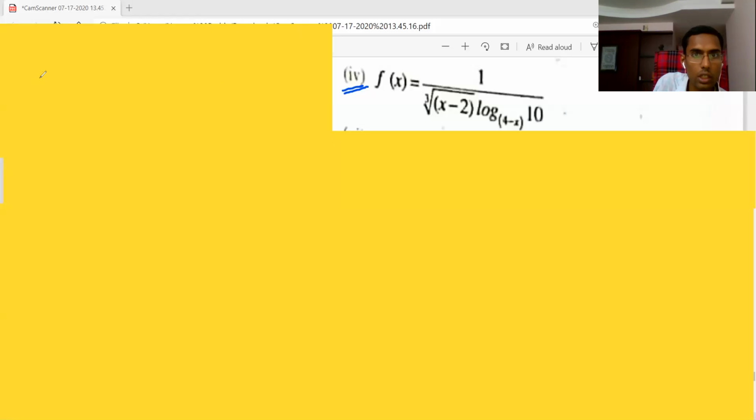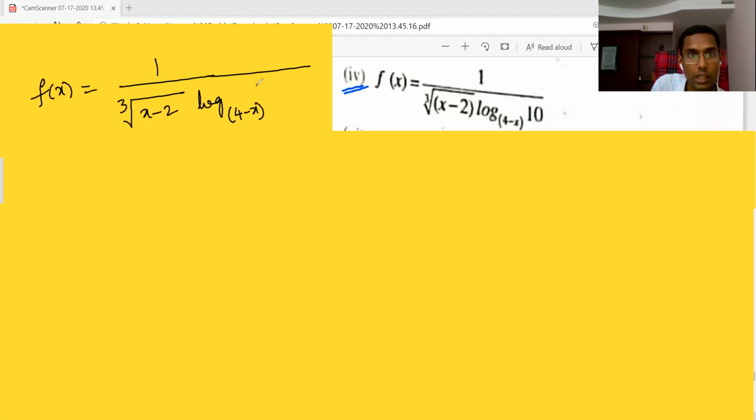Okay, here is a question. You have to find out the domain of f of x equal to 1 by cube root of x minus 2 into log of 4 minus x, base 10. Here, first of all, a cube root is there, not a square root. Understand, this is a cube root.